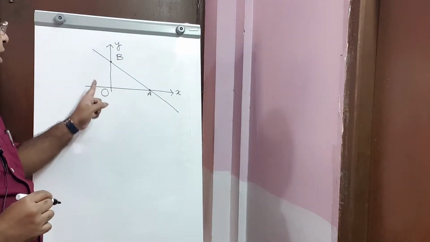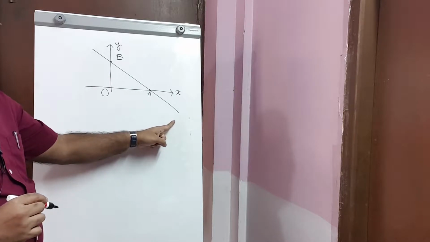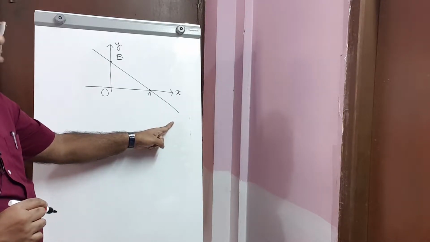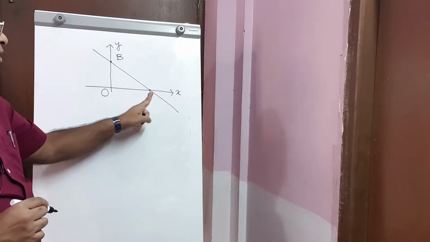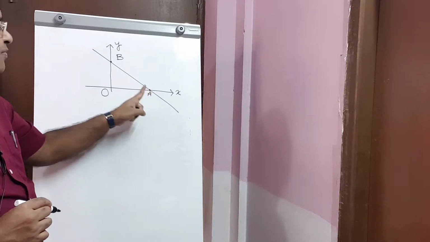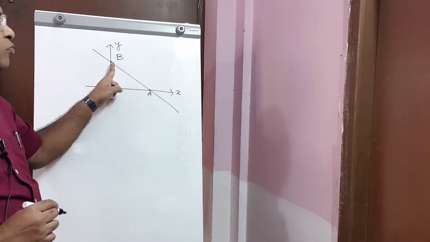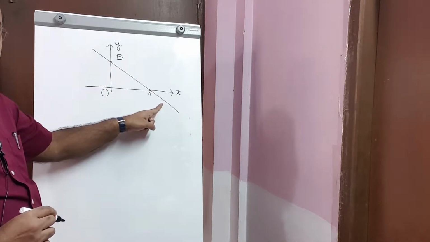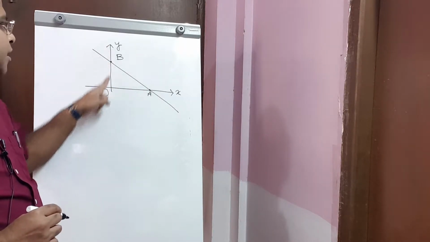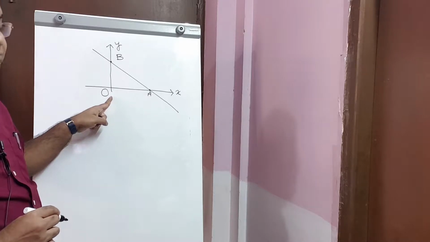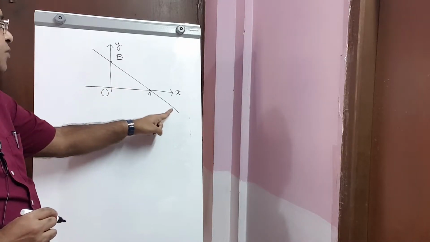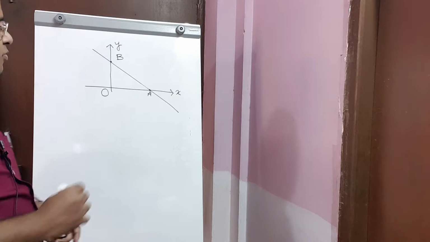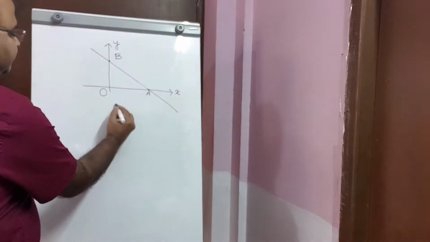Such a straight line is said to be an oblique line because it intersects the x-axis as well as the y-axis at two points. Such lines are neither parallel to the x-axis nor parallel to the y-axis. So such straight lines are said to be oblique lines.